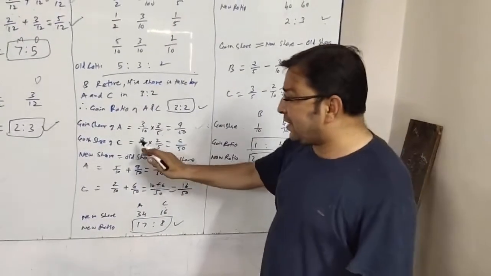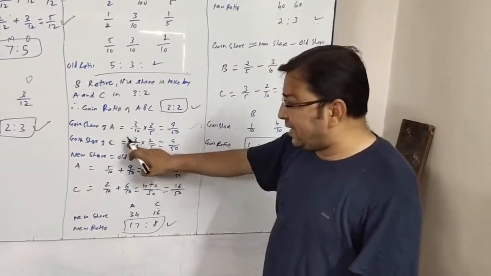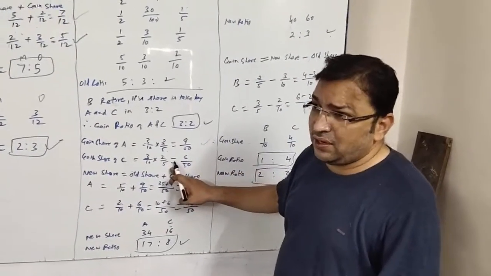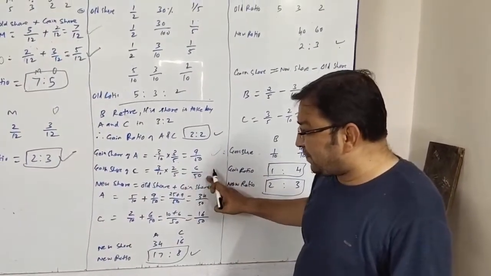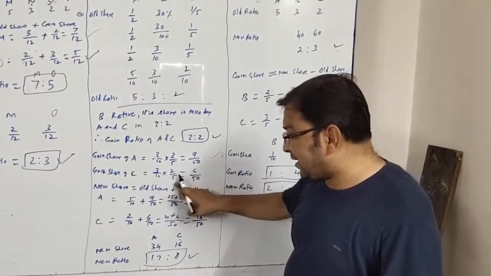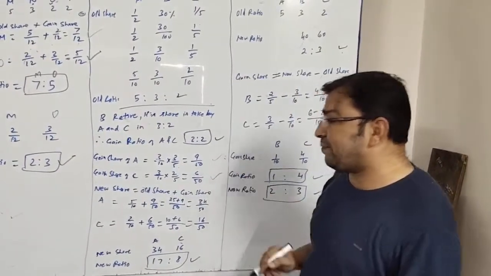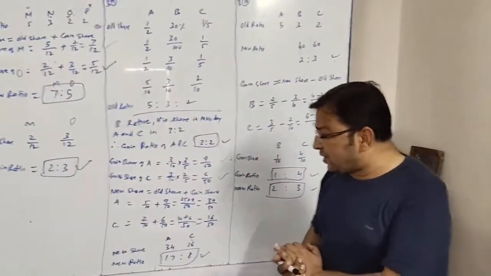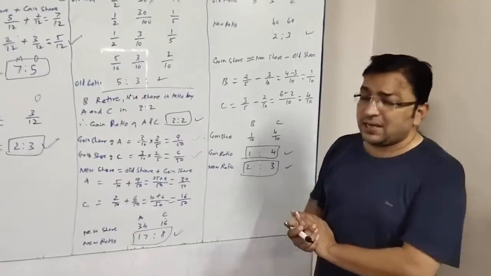In the same way, gain share of C. 3 by 10 is the share of the retiring partner and 2 by 5 is his share based on the gain ratio. So 2 by 5 times 3 by 10: 3 into 2 is 6 and 10 into 5 is 50. 6 by 50 is the gain share of C. Let us find out the new share. New share equals old share plus gain share.